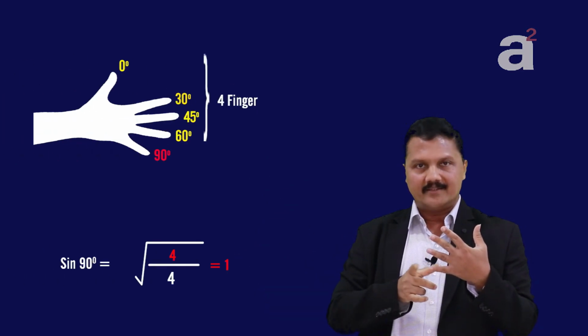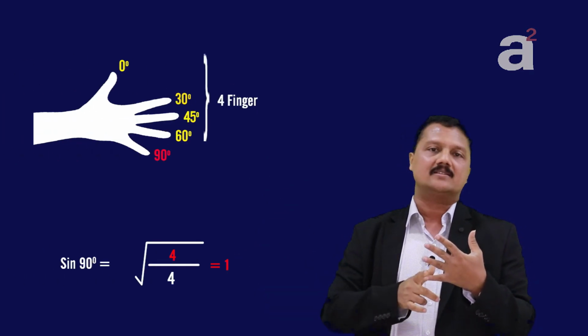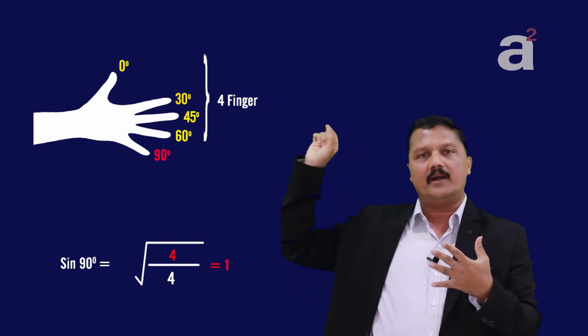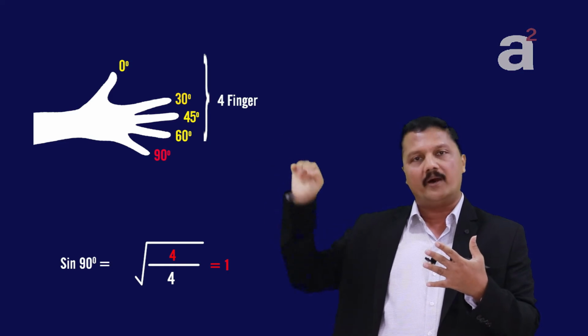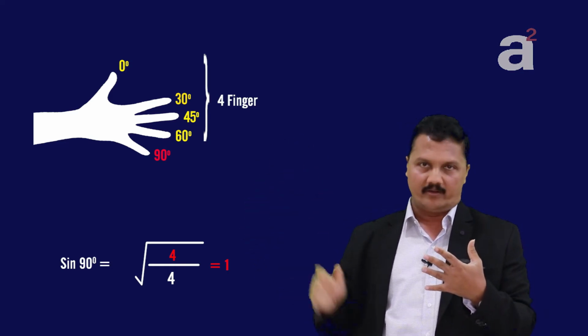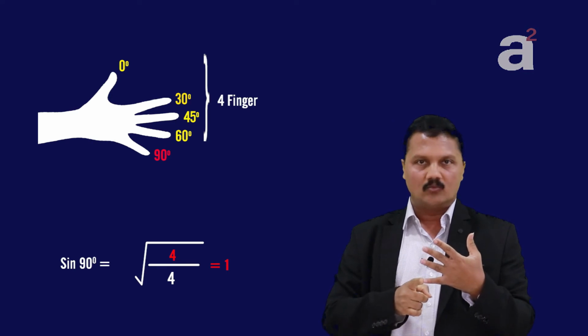Then this is 90 degrees. For 90 degrees, above 90 degrees, there are 4 fingers. So we'll fill by 4. So it is 4 by 4. 4 over 4, which is 1. Square root of 1 is 1. So sine 90 is 1.